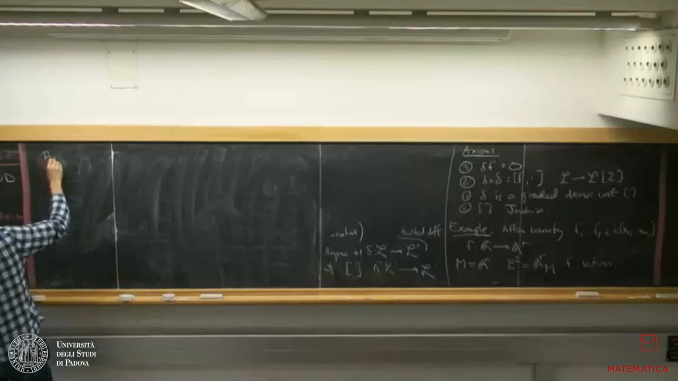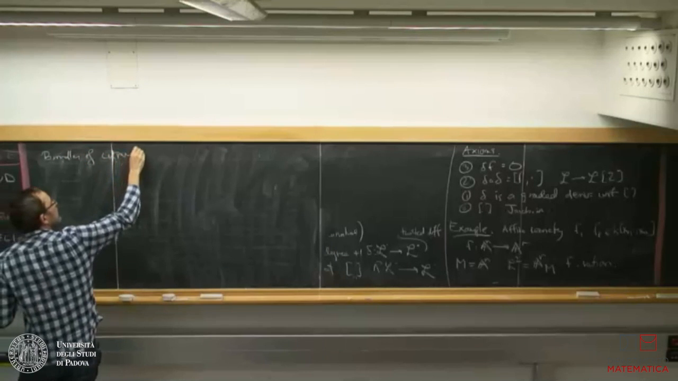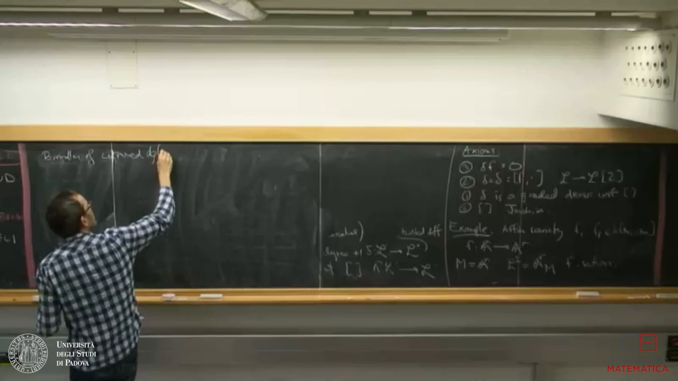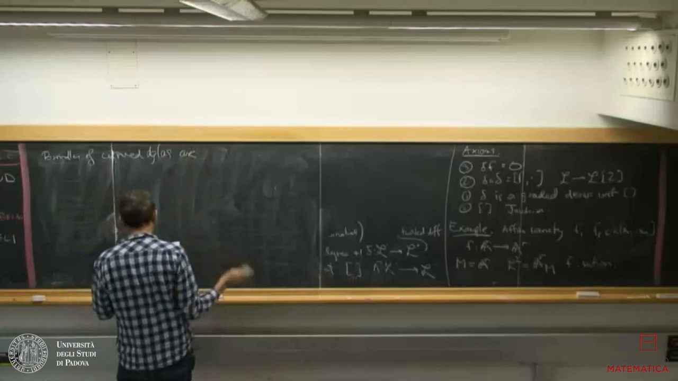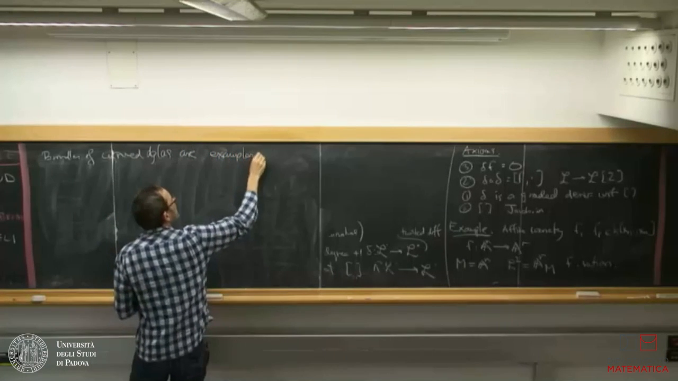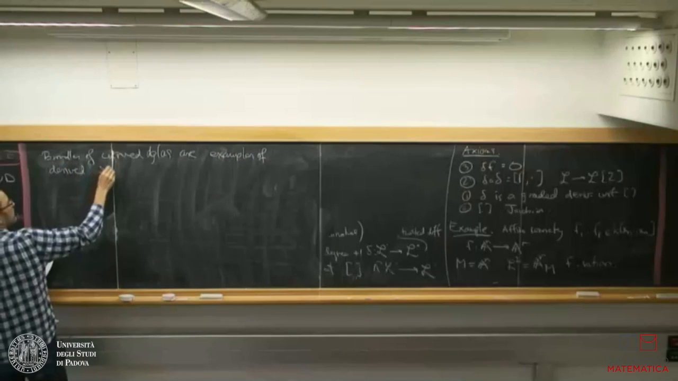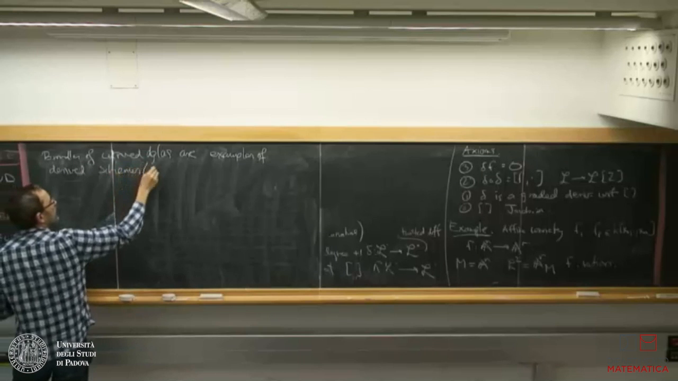So bundles of curved DGLAs are particularly simple examples of derived schemes or stacks.